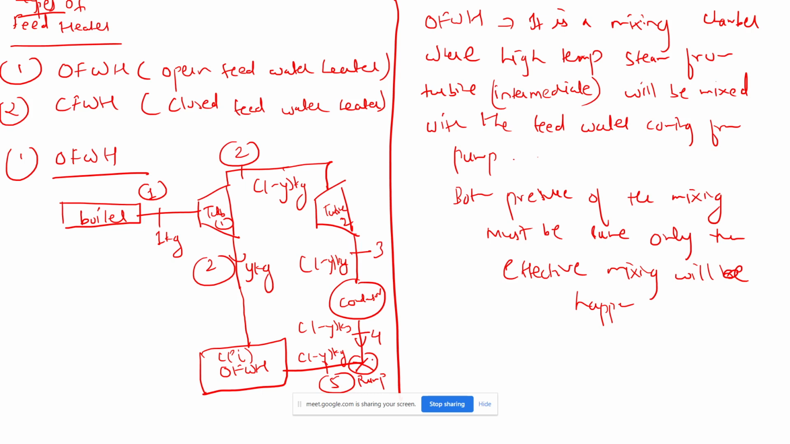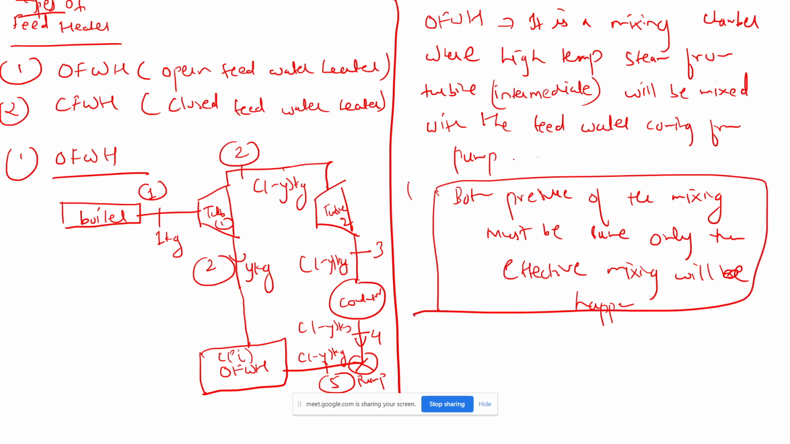So we first have to increase the pressure from condenser pressure to the intermediate pressure at which the open feed water heater is working. The steam which we are extracting is also at intermediate pressure. So only then will the mixing happen effectively. This is a very important point. They may ask a 1 mark question on what is required for effective mixing in a regeneration cycle.